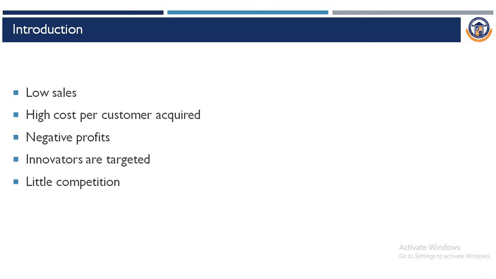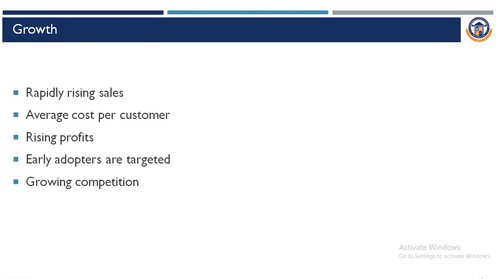The negative profit will be there, because you spend more for getting a customer. Whom do you have to target? The innovators have to be targeted, because whenever a new product comes into the market, there are customers who will be looking for it. Competition will be very little, or sometimes no competition, because this is new to the market. That is about the introduction stage.